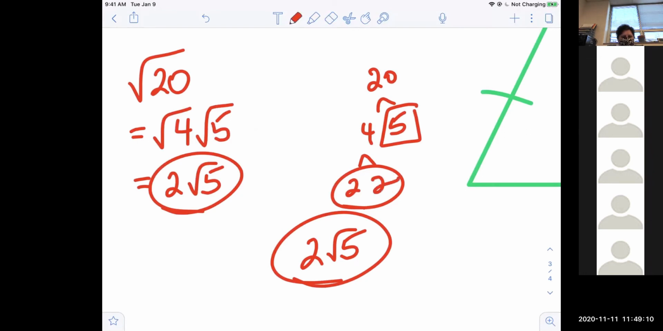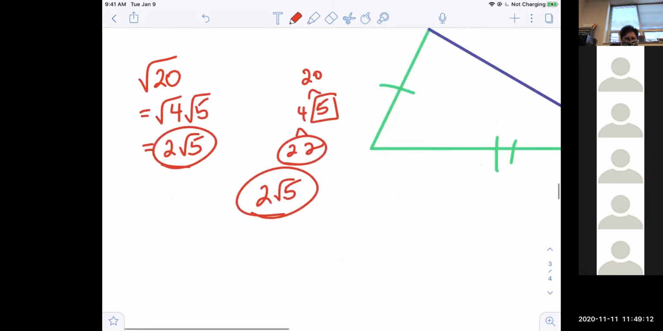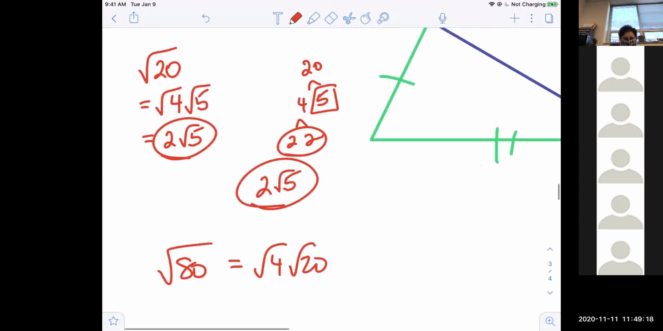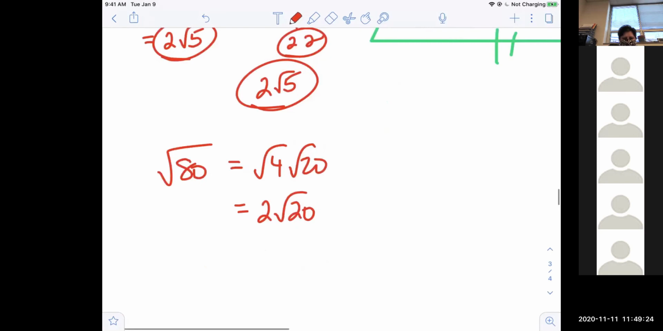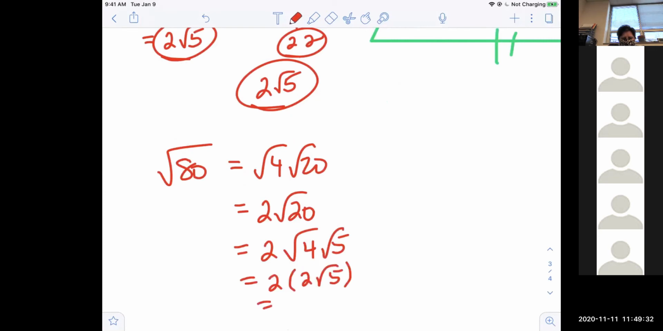You do want to make sure you get the biggest perfect square, because let's say it's square root of 80 and you do square root of 4 and square root of 20, you'll have 2 root 20, but square root of 20 breaks down more. So if you don't get the biggest perfect square, you might have to do that more than once. So this would be square root of 4 times square root of 5, and then 2 times 2 root 5 would give you 4 root 5. Square root of 16 goes into 80, so if you did it in one step, it'd be like that.